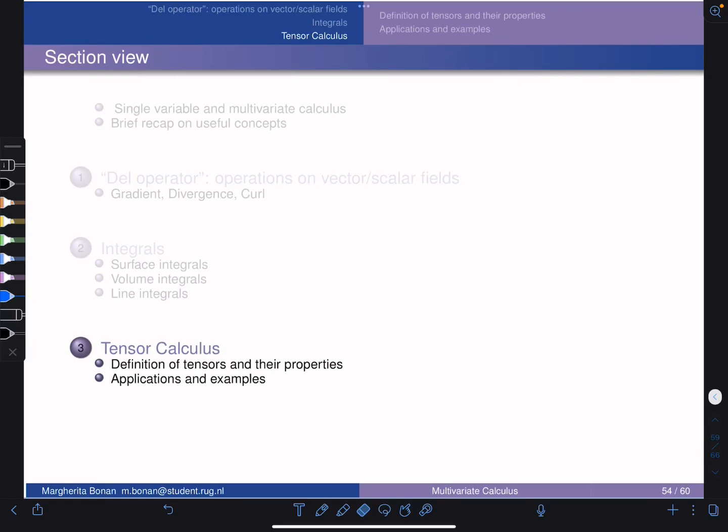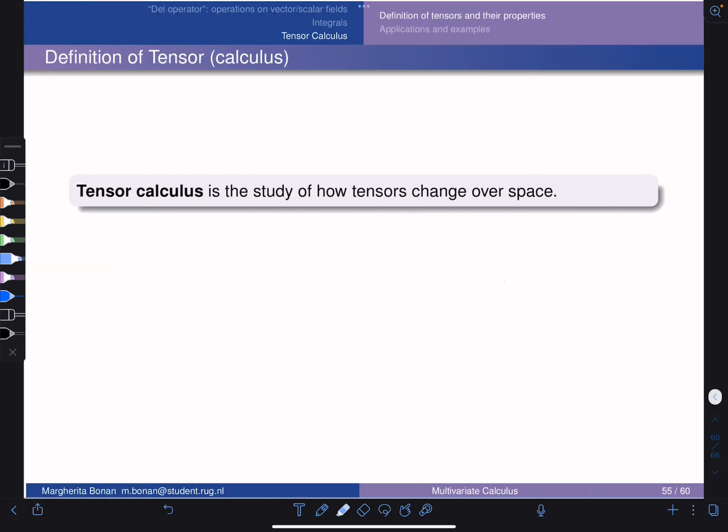Welcome back in the sixth video in the series about multivariate calculus. In this video, we're just going to give some basic concepts about tensor calculus. Tensor calculus is the study of how tensors change over space.